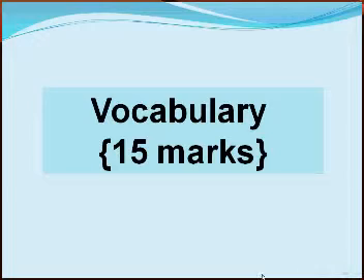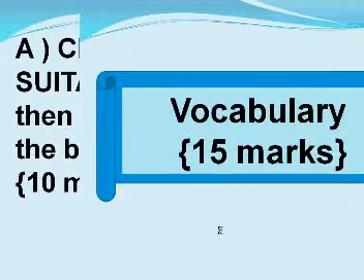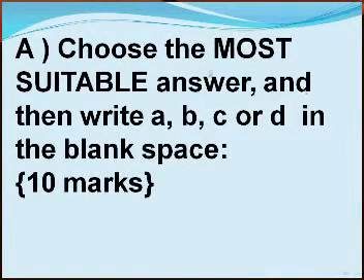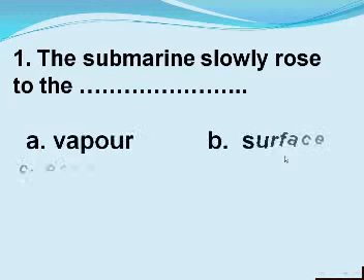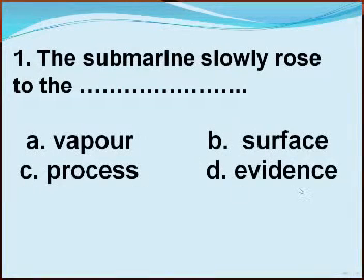Now we move on to vocabulary. And let's start with the first type of question, which is choose the most suitable answer and then write A, B, C, or D in the blank space. 10 marks, 1 mark for each sentence. Okay, the submarine. Of course, we'll try to stick to the word list in your books. The submarine slowly rose to the vapor, surface, process, or evidence.